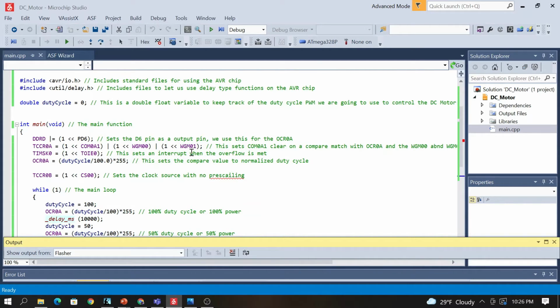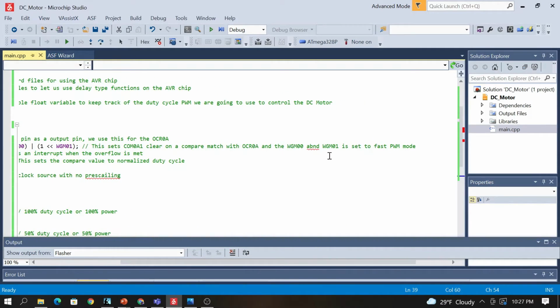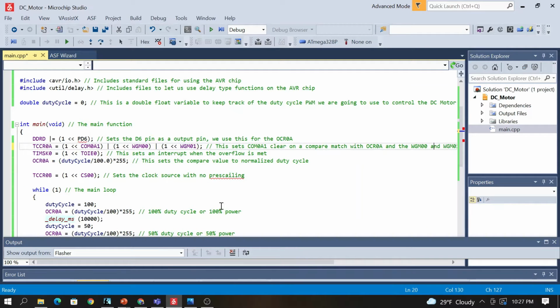In layman's terms, this sets COM0A1, and this register is going to compare with the OCR0A, and that's what we use to compare the two numbers together. WGM00 and WGM01 are bits, 0 and 1. If we set both of those to high, we set our thing into fast pulse width modulation mode, which is really useful. We use it for a lot of things.